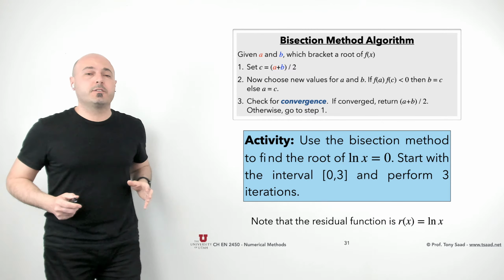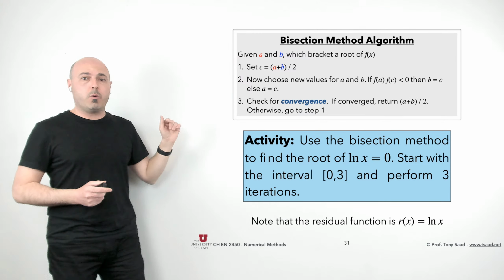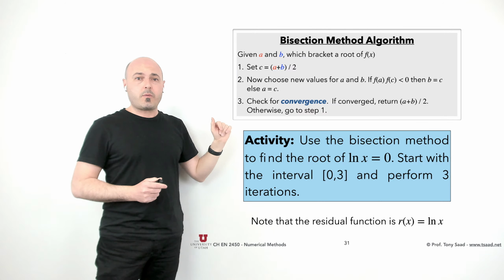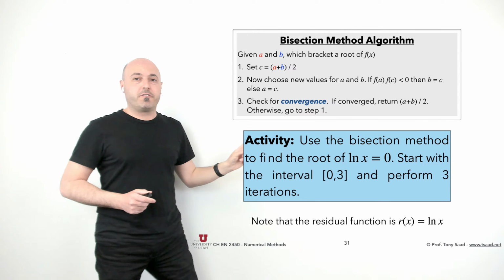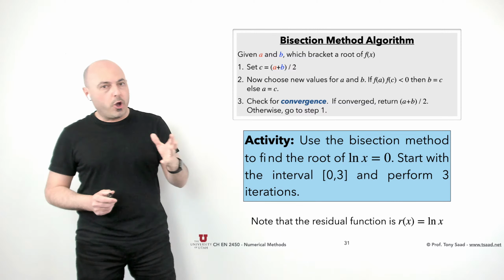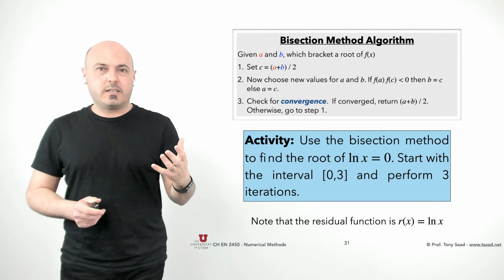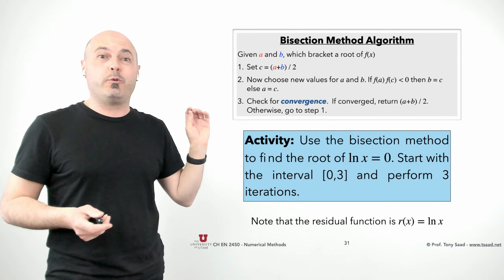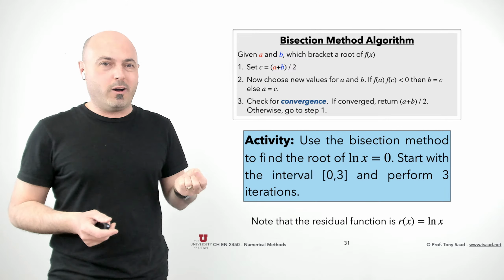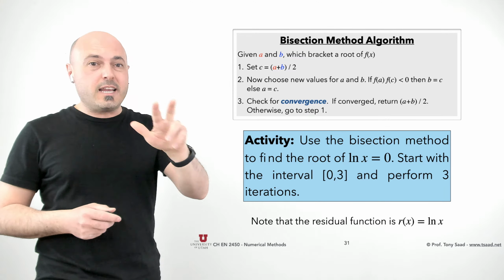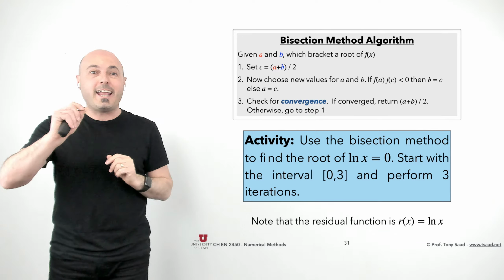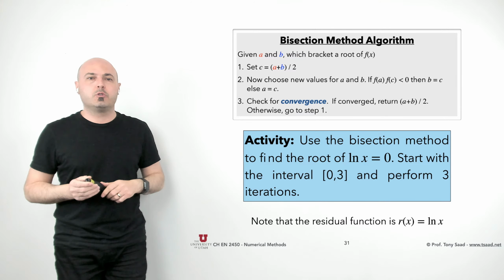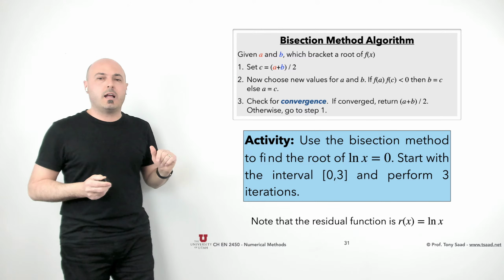All right. So here's an activity for you. This is the algorithm. Now I want you to take the bisection algorithm and find the root of log of x equals 0. Now we know log of x has a root at 1. In other words, log 1 is equal to 0. We know that the true value is 1. But I want you to do just 3 iterations of the bisection method by hand. Okay, calculate it by hand. Take about 5 minutes to do that. Just implement the bisection algorithm.